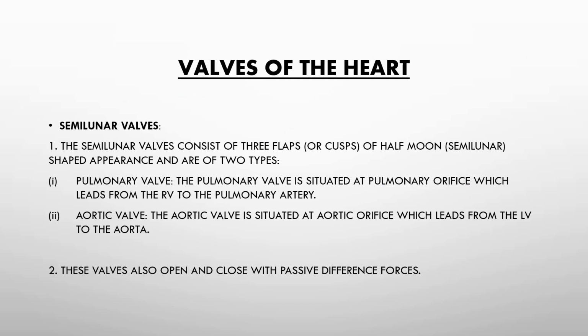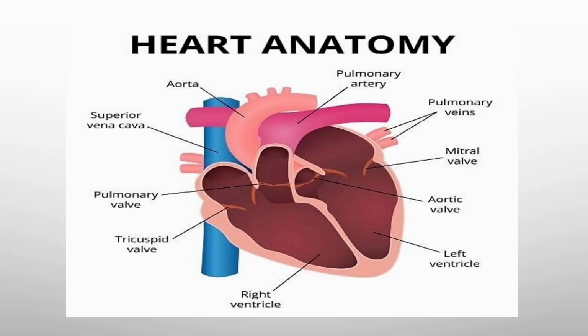Moving on to our next valve, that is the semilunar valve, one of the most important valves. This consists of three flaps. Please note. Three flaps or cusps of a half moon shaped appearance, and they are of two types, the pulmonary valve and the aortic valve. Same as the previous one, they also open and close passively with pressure differences, right? Here is a diagram for you. Please see it. If you have any doubt, please ask me in the comment box.